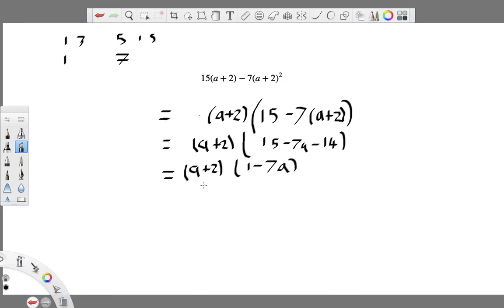That a I've drawn there looks a bit like a 9, so I'll just redraw that in. So we're left with a plus 2 in brackets, and then the other bracket 1 minus 7a, which of course is now fully factorised.